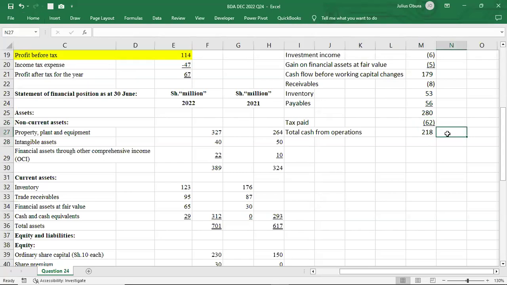I can put it there. So that's my total cash from operations. With that, we are now done with cash from operating activities. Next is cash from investing activities.